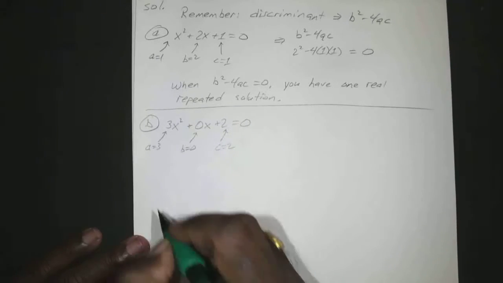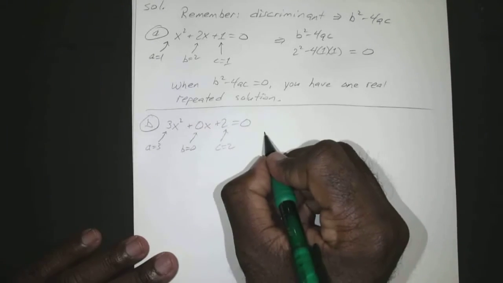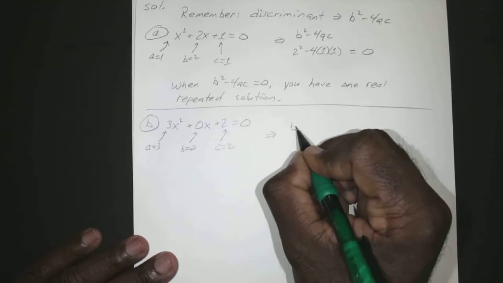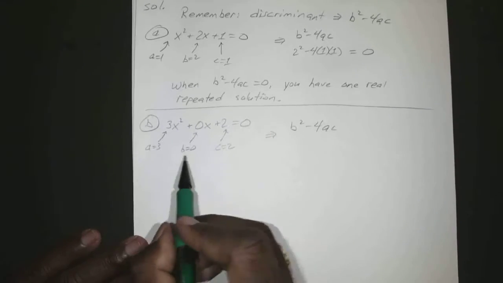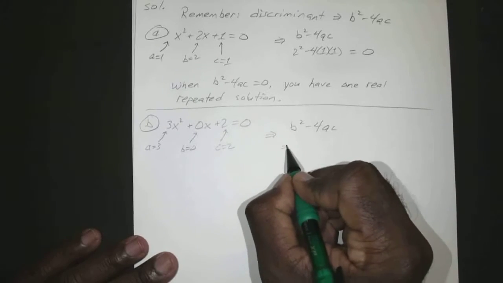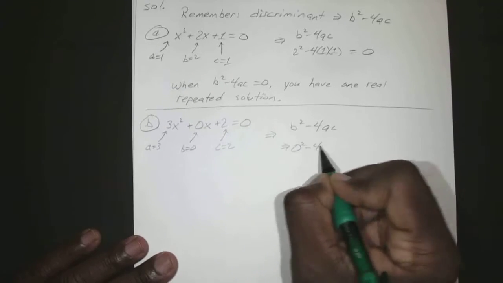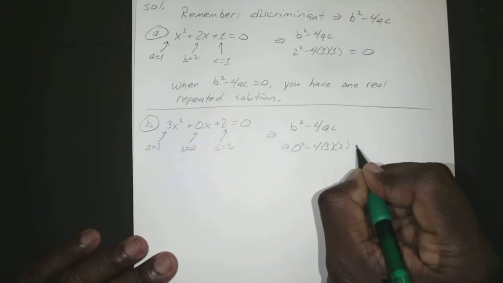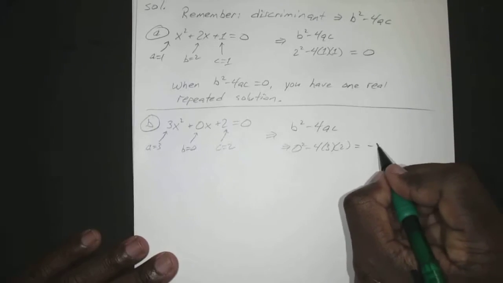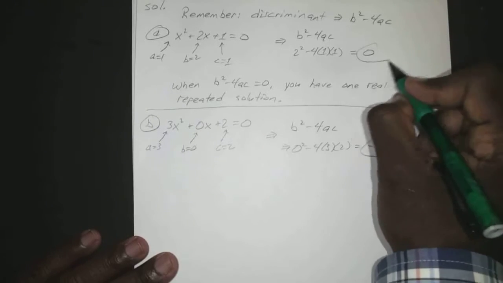Okay, so we have our b squared minus 4ac, which is 0 squared minus 4 times 3 times 2, which is negative 24. Oops, forgot to circle that.